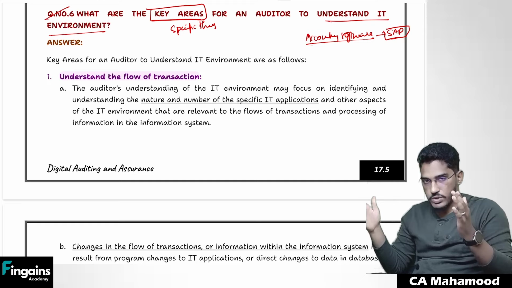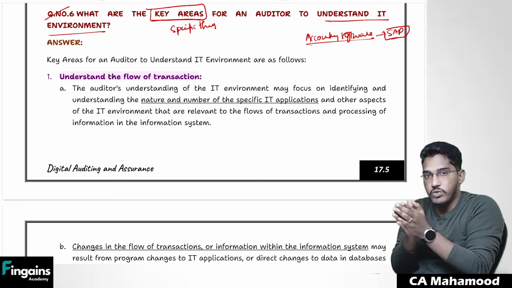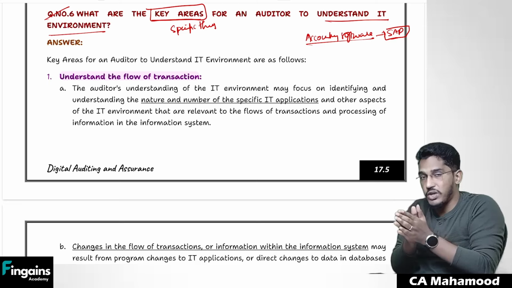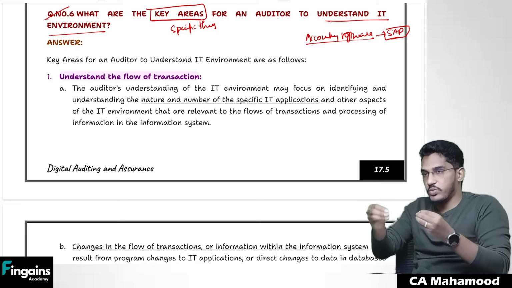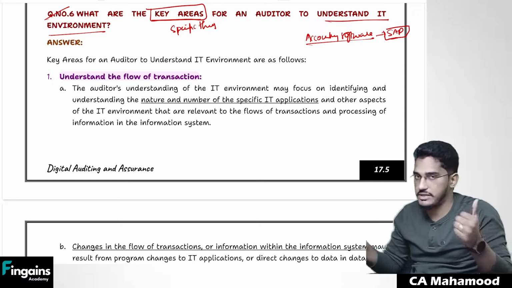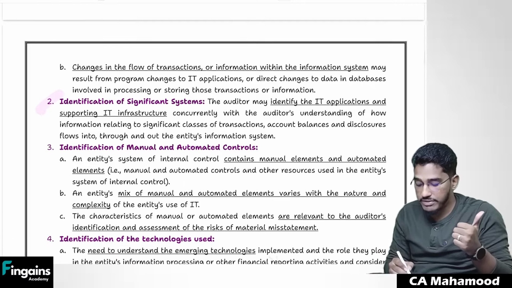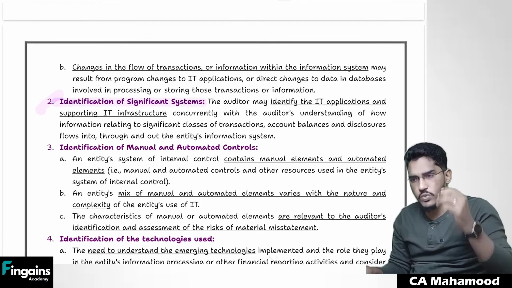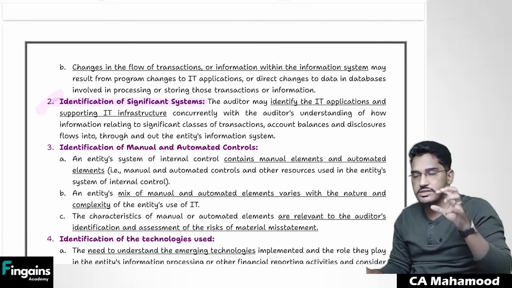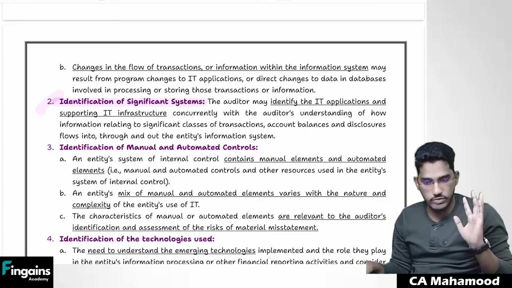What is the starting point? What is the ending point? In between, how many people are involved? In between, how many departments are involved? Who is initiating? Who is approving? Who is recording? That entire flow of transactions you have to understand. That is the first key area which you need to understand. Then after that, you have to identify significant systems. What is the most important system? In this entire SAP, what is the most important component? That I will try to understand.